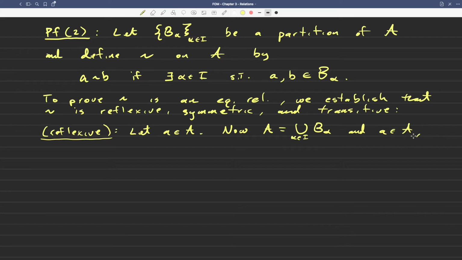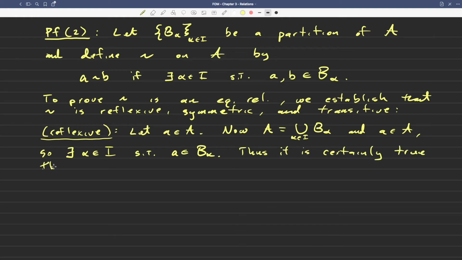Now, anytime you're in a union, there has to exist some element of the union that you lie in. To be in the union of a family of index sets, by definition, when we define the union, it means that you would have to be in at least one of them. So a is in one of those B alphas. And this is going to seem silly to write, so thus it is certainly true that a is an element of B alpha and a is an element of B alpha. So I'm just writing the same thing twice. But the reason I'm writing it is to see that it matches the definition that a is equivalent to a.